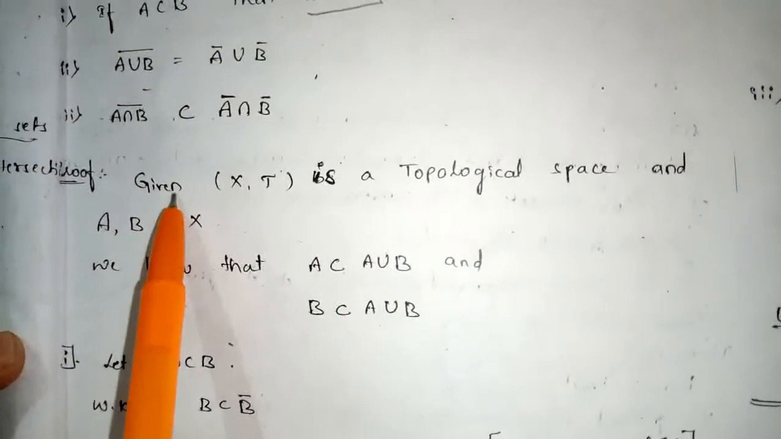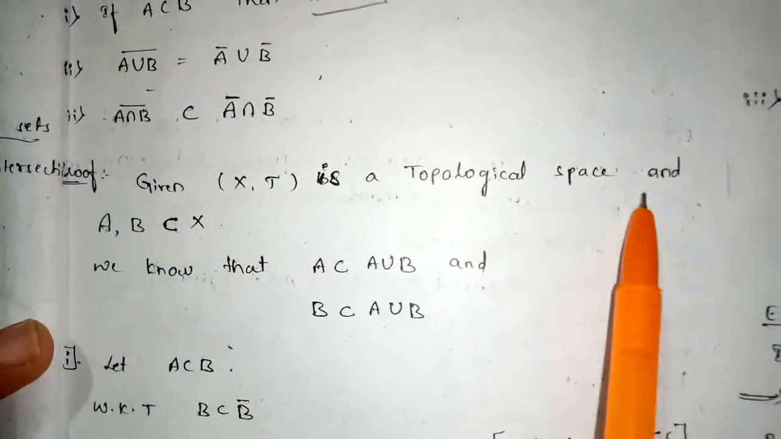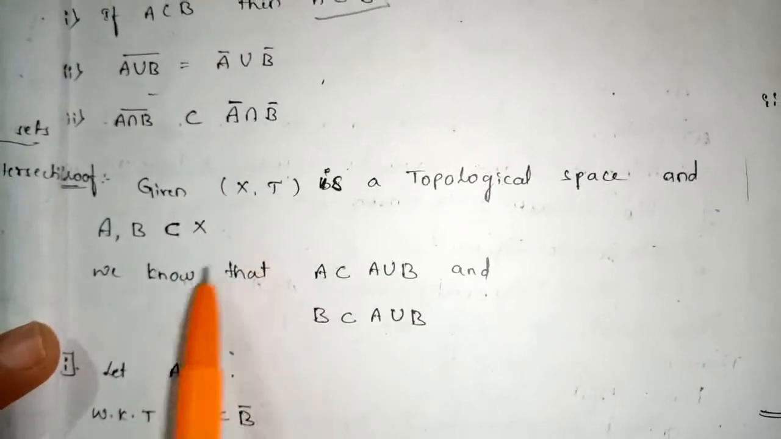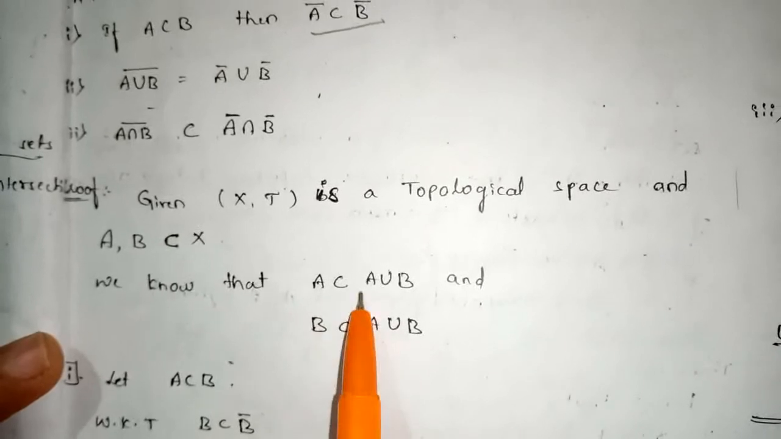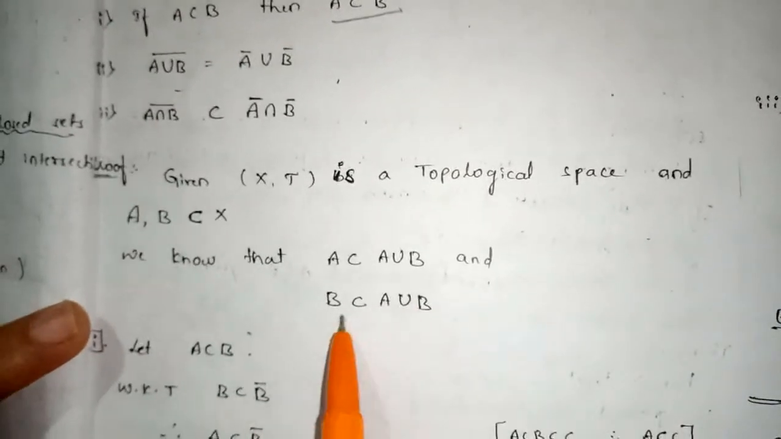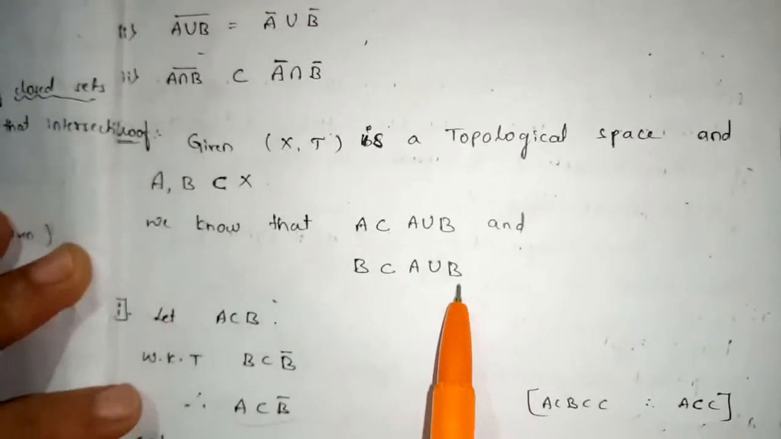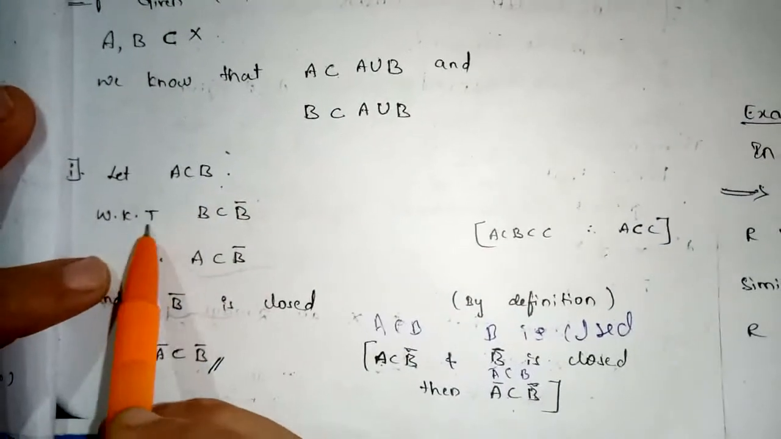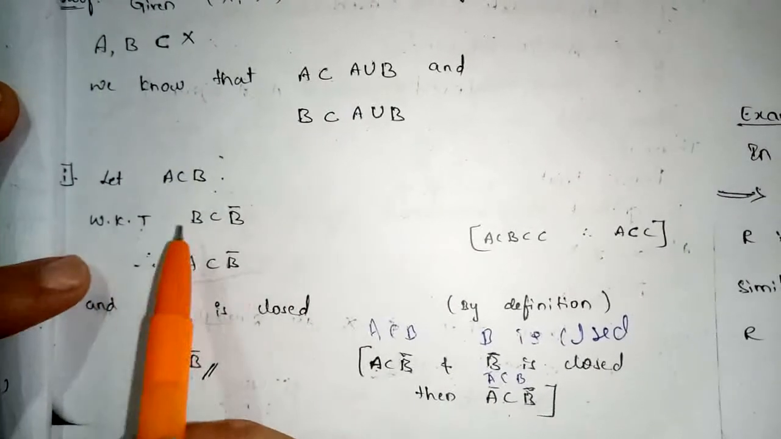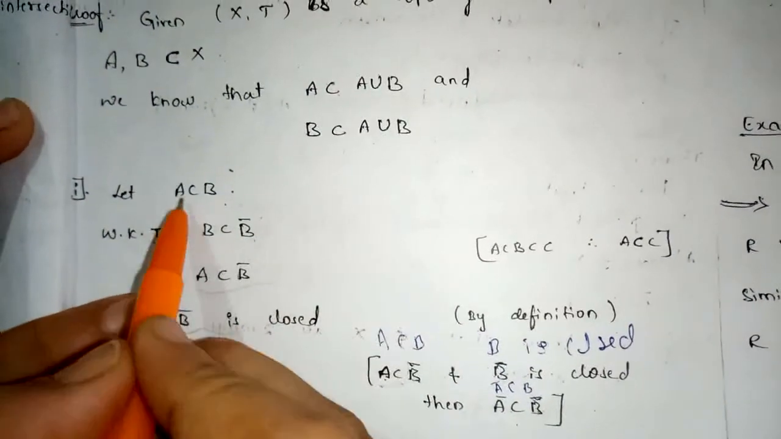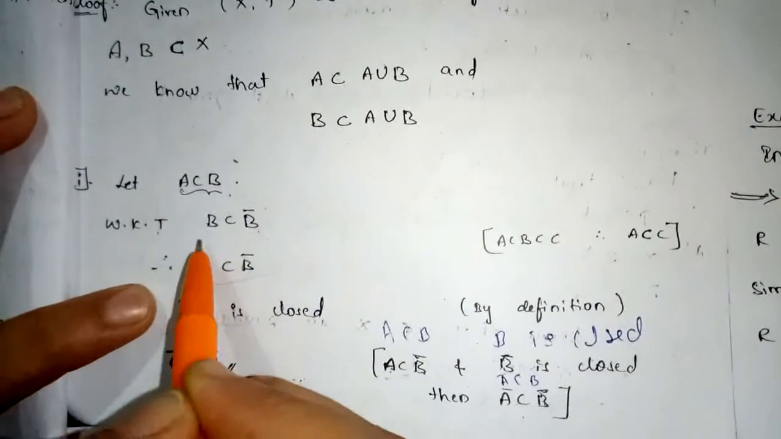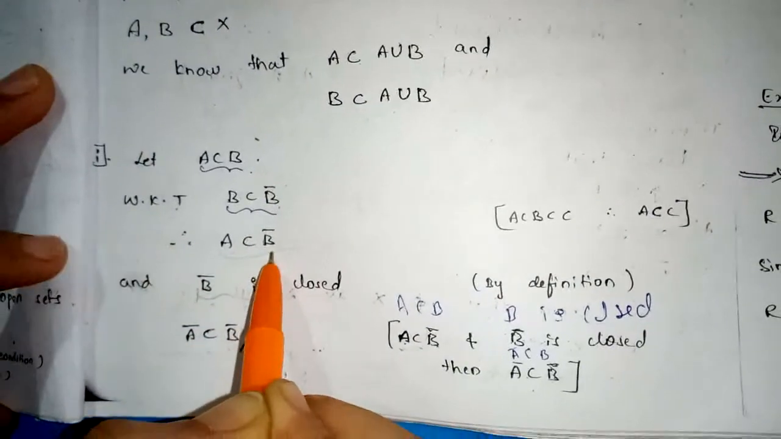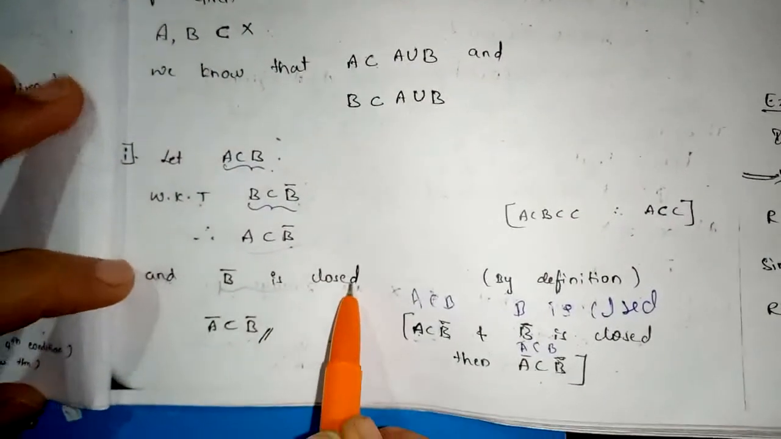Okay, observe the proof. Given (X, tau) is a topological space and A, B are subsets of X. First, we know by using set theory, A is always a subset of A union B and B is a subset of A union B. Okay, we observe the first one's proof. Let A be a subset of B. We know that by using the previous theorem, B is always a subset of B bar. Here observe that A is a subset of B and B is a subset of B bar, then automatically A is a subset of B bar. And here B bar is also a closed set.